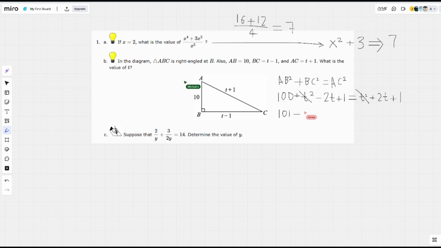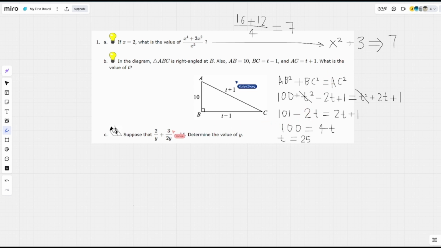You still have minus 2t, which is equal to 2t plus 1. Now we can move all the t's over to the right-hand side and get 100 is equal to 4t. And then t is 100 over 4, which is 25. So that should be question 1b. Now let's move on to question 1c.